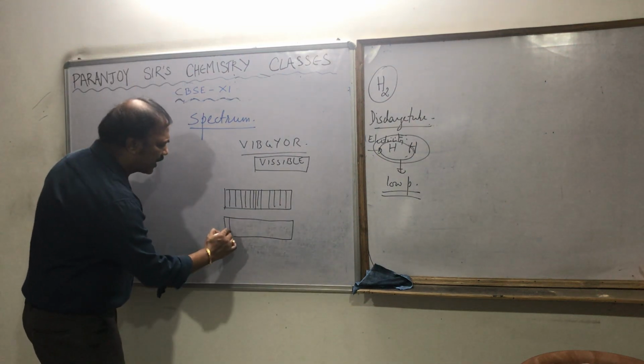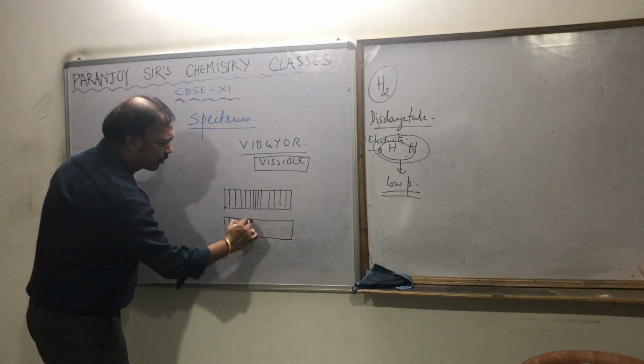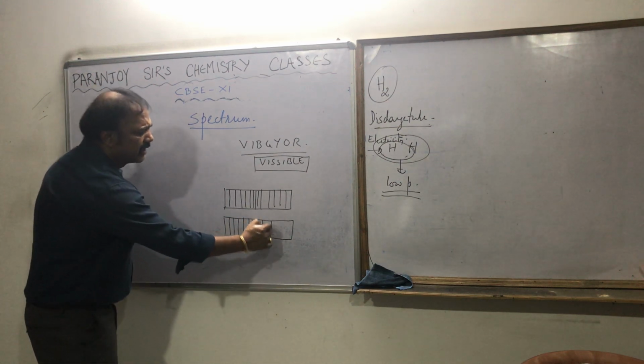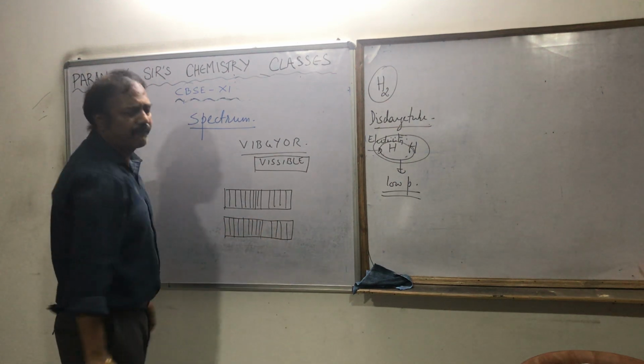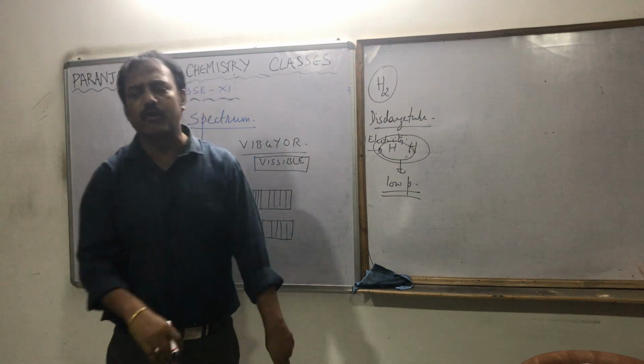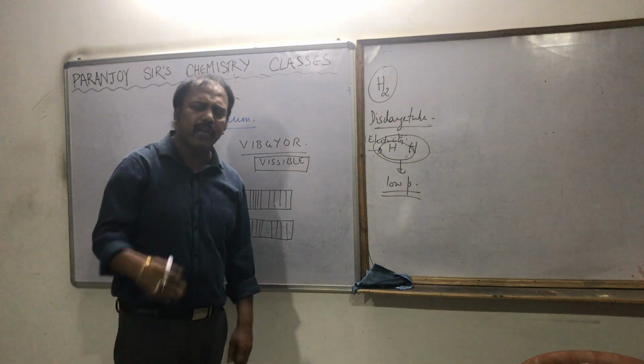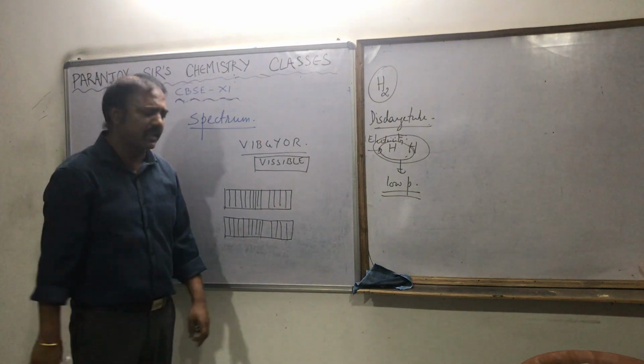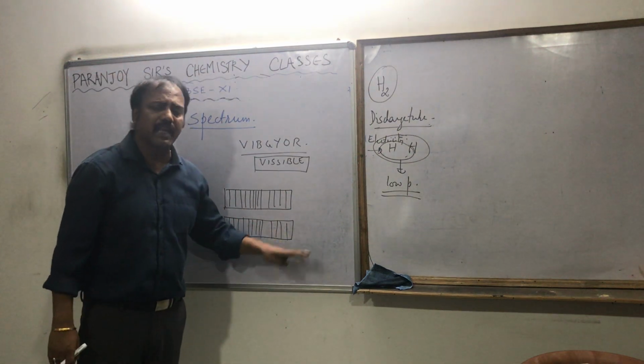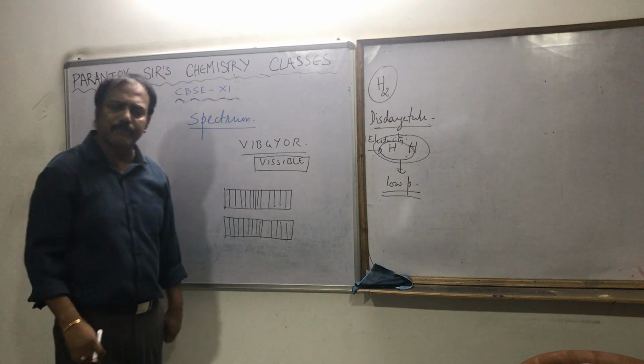The lines were found in the same position in the other photographic plate also. I am not drawing it like that. You can see the book. You can see that two photographic plates are given there, and in the two photographic plates, some lines are there, but the lines are placed in the same position.